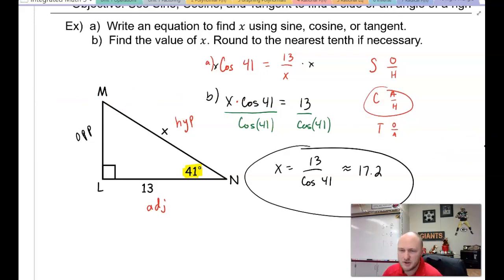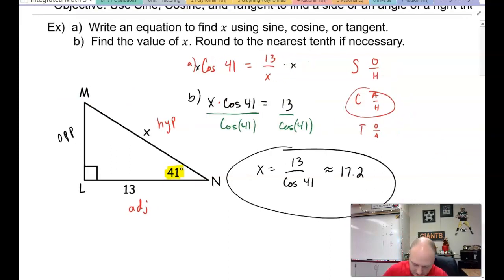Remember, make sure you label the sides based upon the angle that you're given. If I was using angle M up here, my labels would be different, right? So you need to make sure you label because that's going to change what side you're working with. And then we just use our acronym, SOHCAHTOA. Don't be afraid to write down SOHCAHTOA on the problem just to help you remember or look at it.